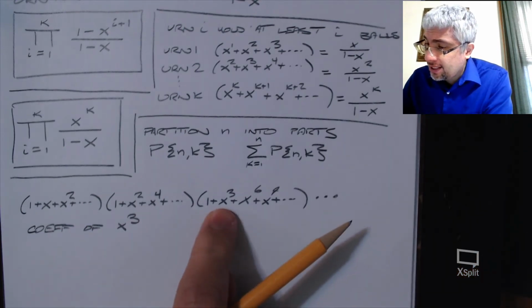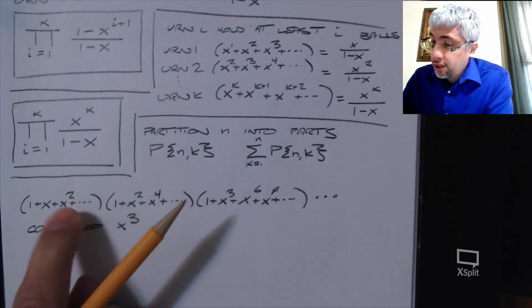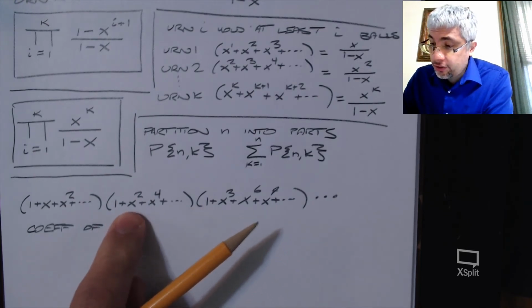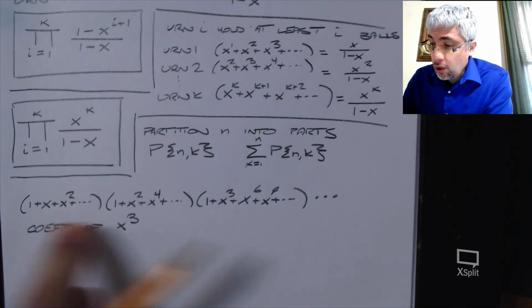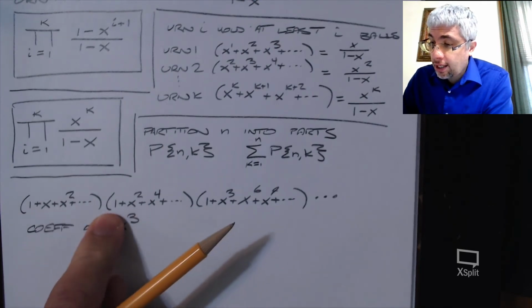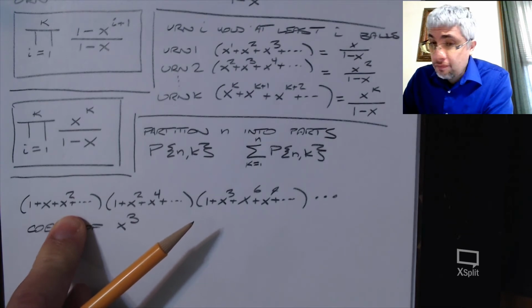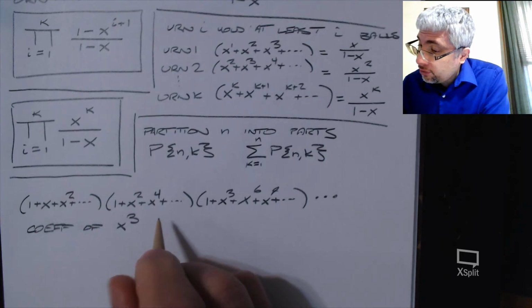So basically, I could take the x cubed here and a 1 and a 1. Or I could take a 1 here and an x squared here and an x. Or I could take a 1 here and a 1 here and an x cubed. So that's true for the coefficient of x cubed. I'll even write that out.